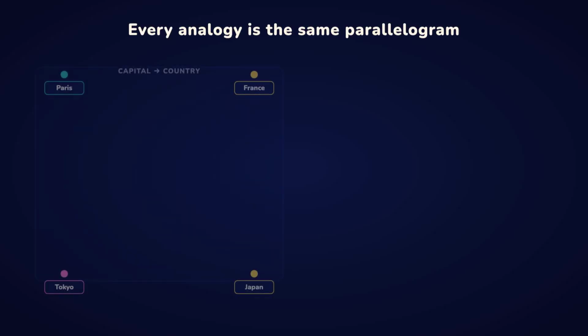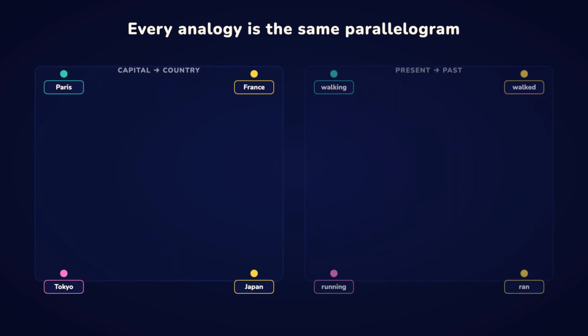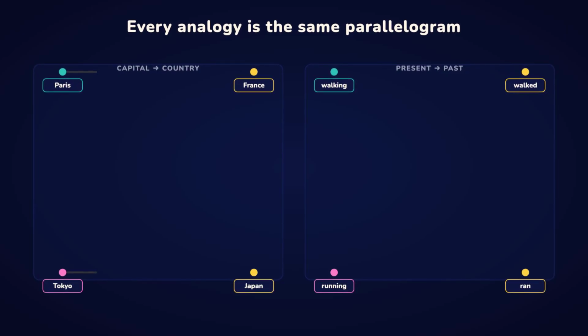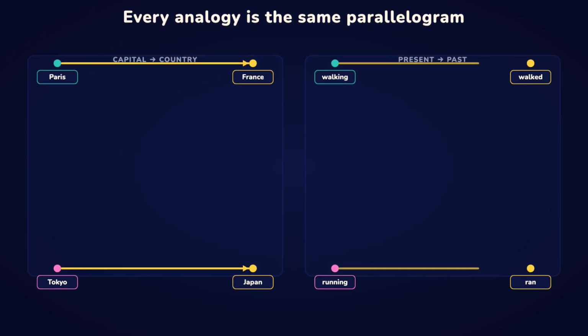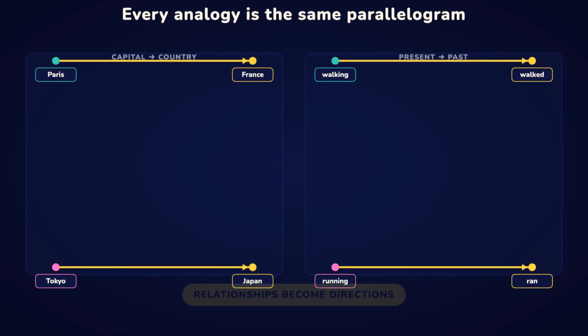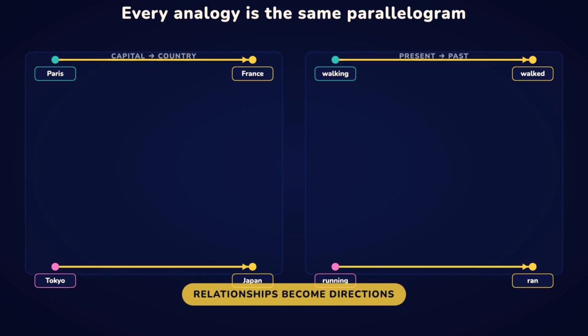And it's not just one analogy. Paris is to France as Tokyo is to Japan. Walking is to walked as running is to ran. All of these analogies show up in the same parallelogram drawn at different places in the space.